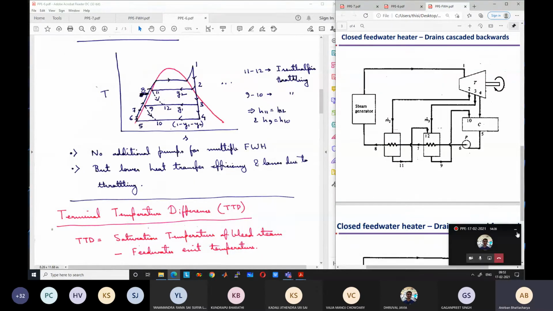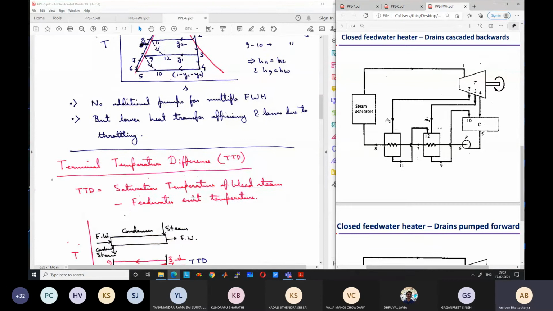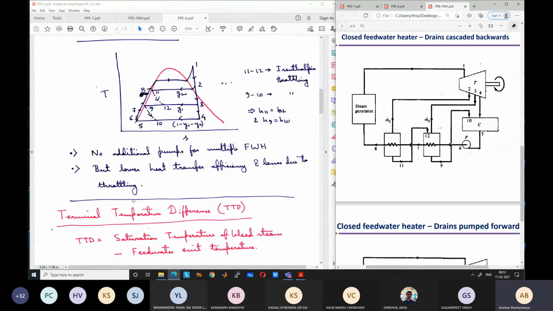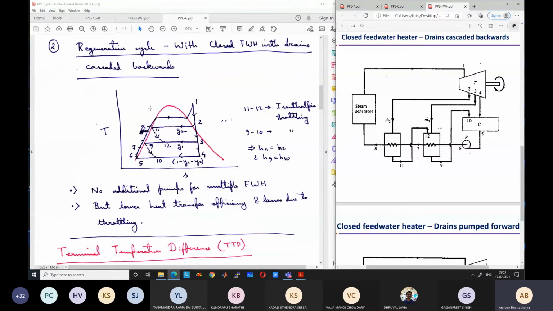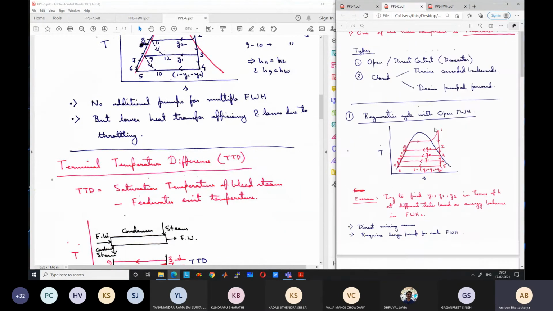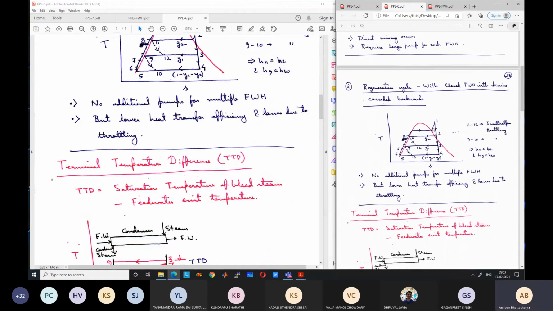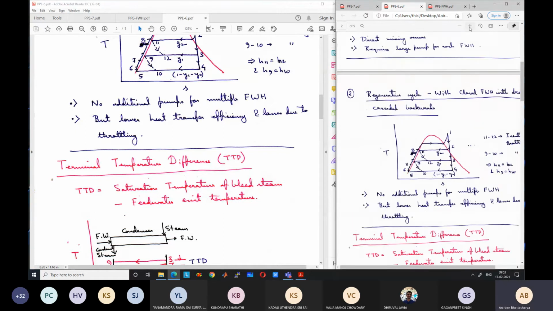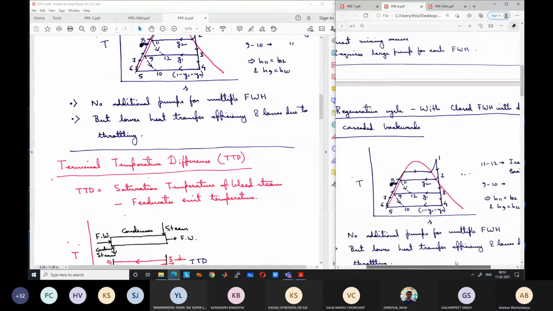So we will go through some definitions now, and then we will come back to this diagram. I will keep the diagram open on this side and go through some additional things.